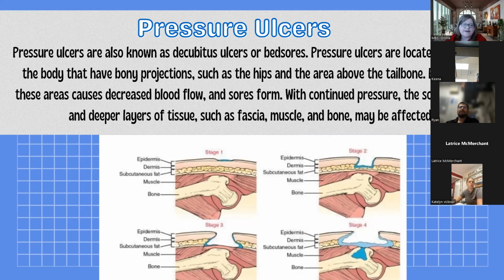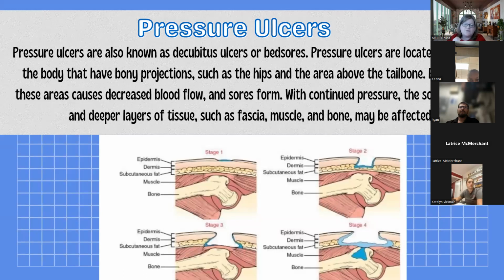Pressure ulcers are located on areas of the body that have bony projections, such as the hips and the area above the tailbone. Pressure on these areas causes decreased blood flow and sores to form. With continued pressure, the sores ulcerate and deeper layers of tissue such as fascia, muscle, and bone may be affected. As y'all can see, and y'all can see this clearer in your textbook, I took this picture directly out of the textbook. They show you the different stages. There's 4 stages for pressure ulcers, stages 1 through 4. And 1 is your least severe, 4 being your most severe.